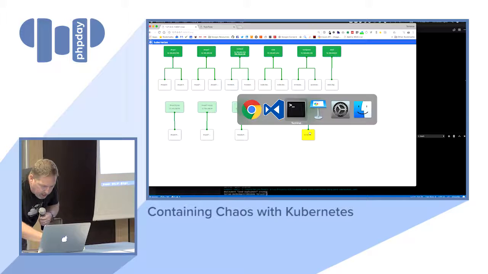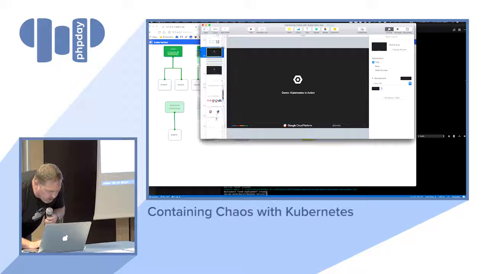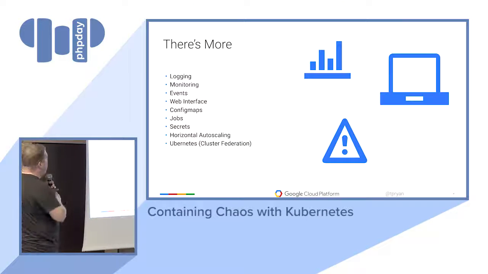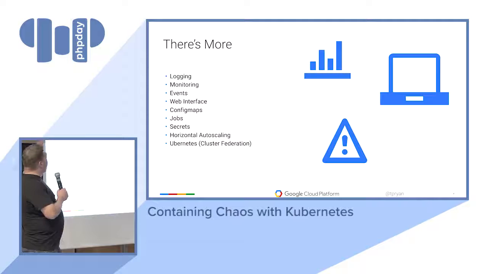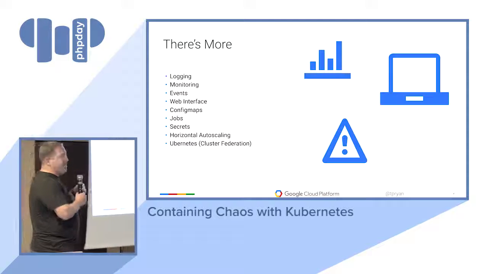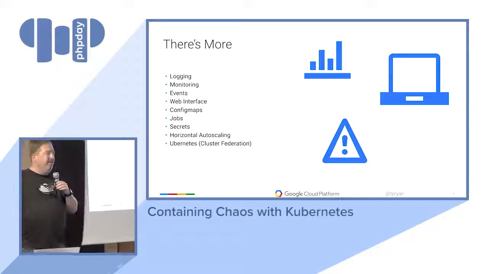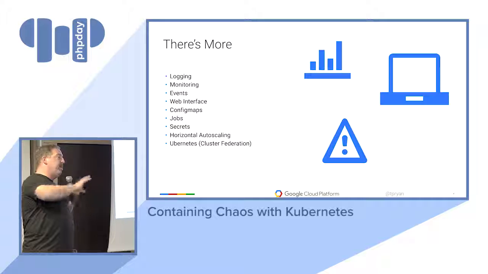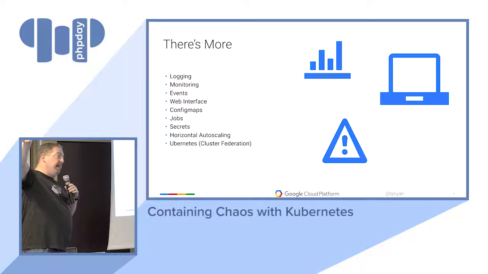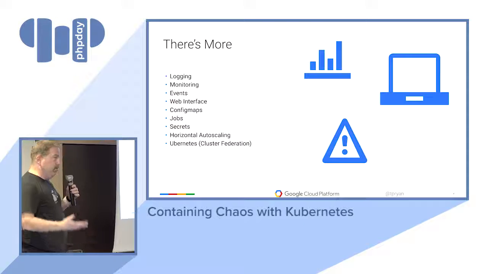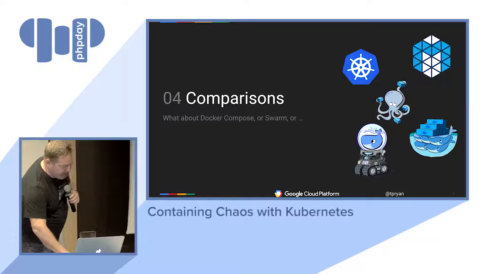Now, I am going to move forward. There's a whole bunch of stuff that I haven't shown you, but I want to get through a little bit more. There's logging, there's monitoring, there's events, there's a web interface, config maps, jobs, secrets, horizontal auto-scaling. With Kubernetes federation, you can take Kubernetes clusters in multiple data centers and connect them. They become one logical server, which is really cool. It means you can host on-prem Kubernetes and also host on the cloud and connect the two. And so you can use the cloud for overflow usage, and it runs on AWS or Google Cloud Platform or wherever you want to run.